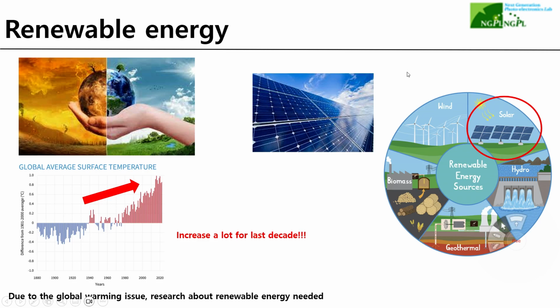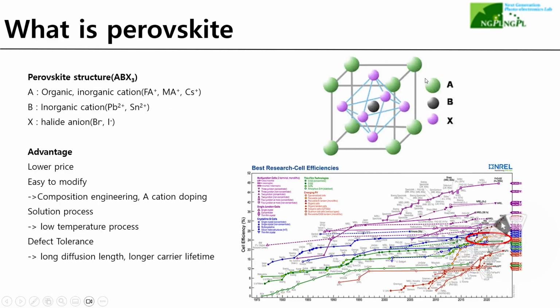for renewable energy, such as wind, biomass, geothermal, hydro energy, or solar energy. And among them, solar energy is one of the most powerful candidates for renewable energy source. And perovskite is one of the powerful candidate solar cell materials. And perovskite is a structure that was found from perovskite.